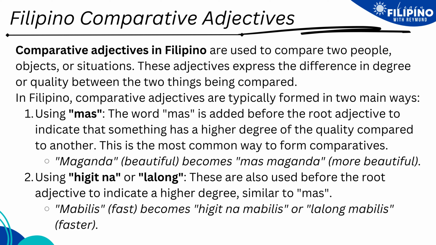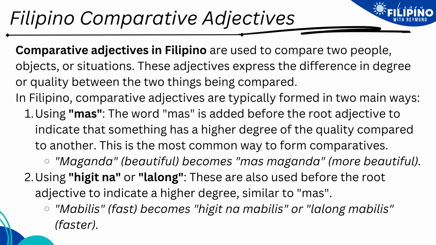The first one is using mas. So the word mas is added before the root adjective to indicate that something has a higher degree of the quality compared to another. This is the most common way to form comparatives. We have the word maganda, it becomes mas maganda.